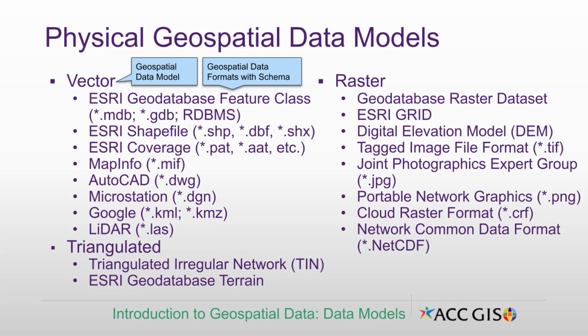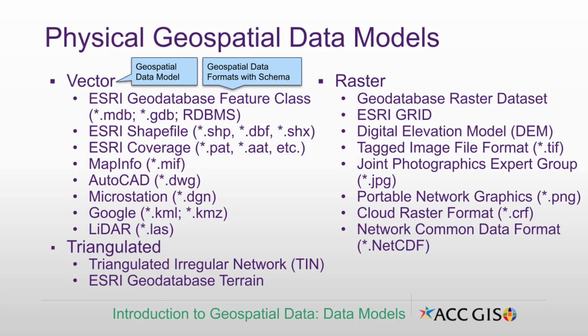Some non-ESRI vector formats include MapInfo, which is a smaller competitor to ESRI's ArcGIS, in which they have a competitive edge both in the real estate and in the marketing industry. And so you might run into an asterisk.mif file. If you're working with engineering data, you might be working with computer-aided drafting like an AutoCAD drawing file or a MicroStation design file. Those are vector formats.